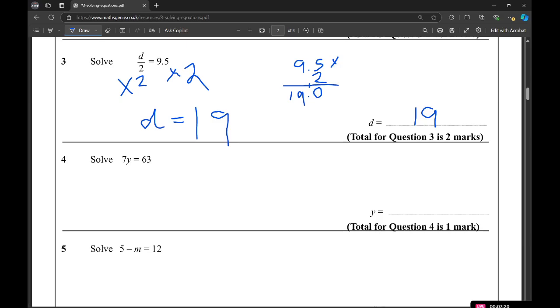Question number 4. So solve 7y equals 63. So in the chat, guys, what is the value of y? So what does 7y mean? And what's the opposite? Okay, Ellis got an answer. Okay, anyone else got an answer?